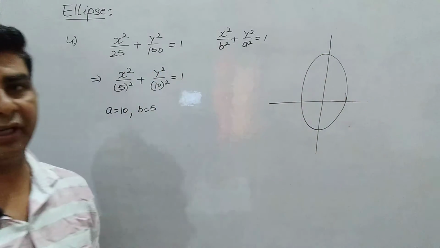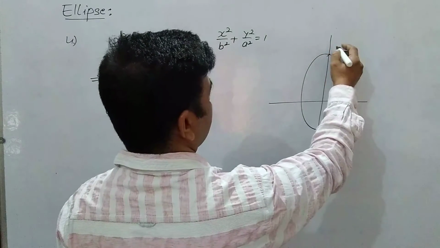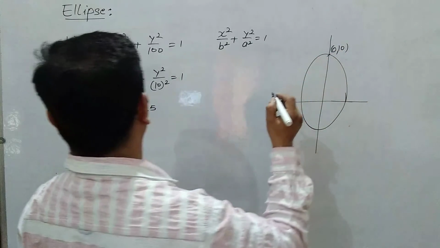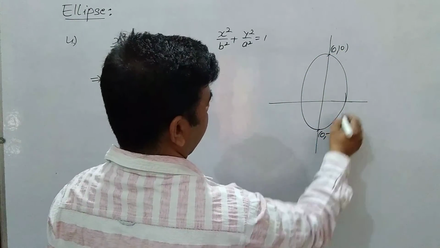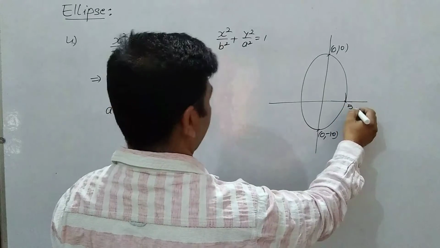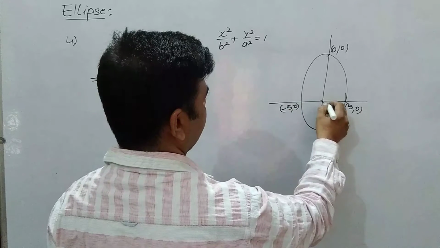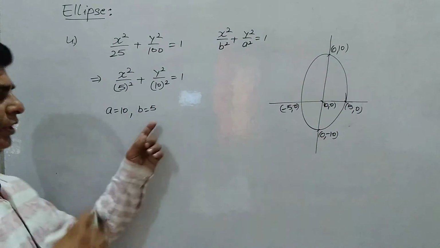This is your vertical ellipse, and you can see this is the point 0 comma a, which is 0 comma 10, and this is 0 comma minus 10, this is 5 comma 0, and this is minus 5 comma 0. Center is 0 comma 0. So the value of a is 10, b is 5.